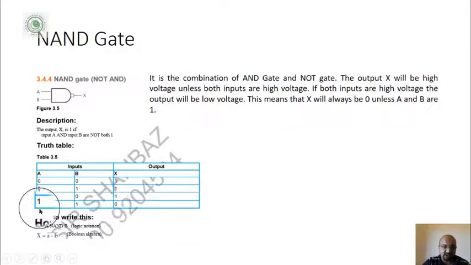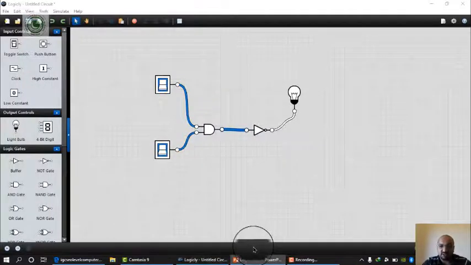As you can see here, high voltage gives low voltage. I hope you understand well.